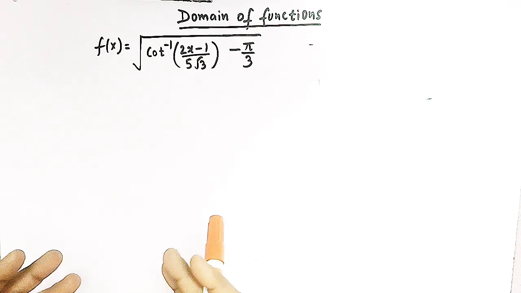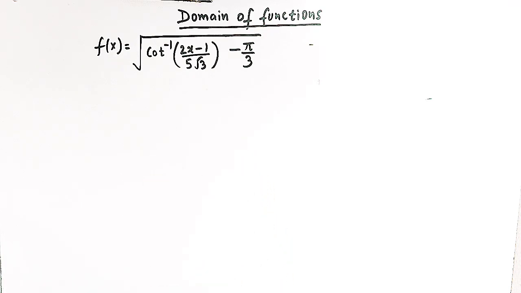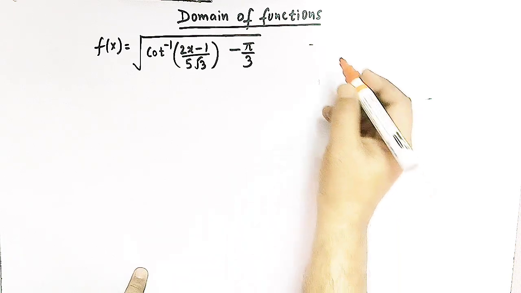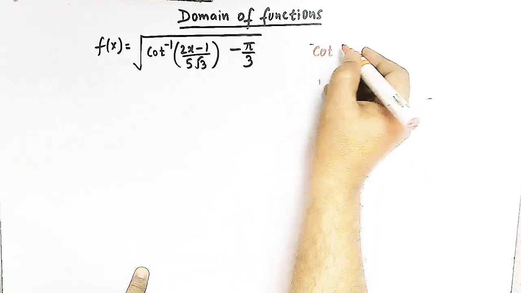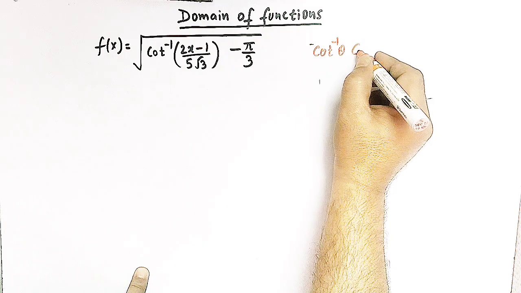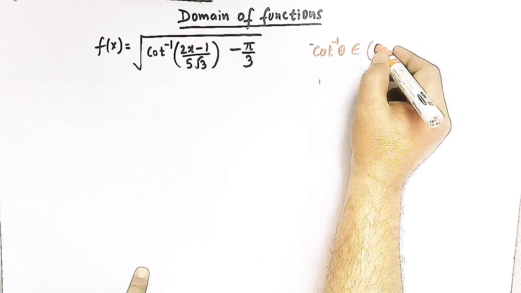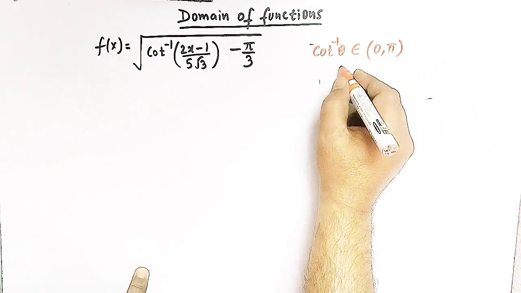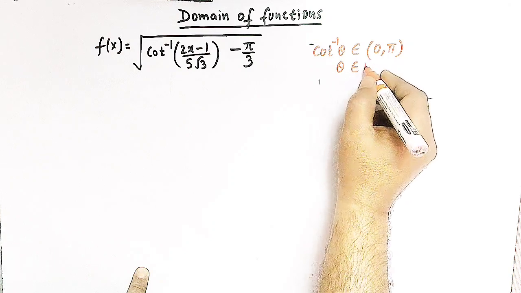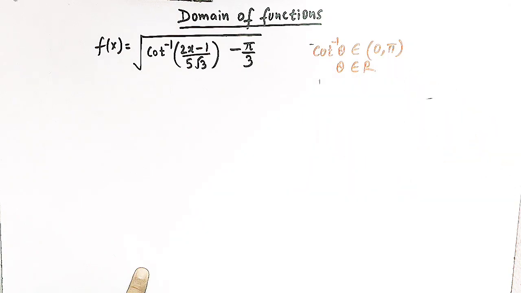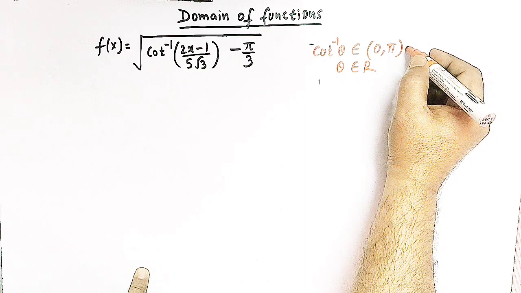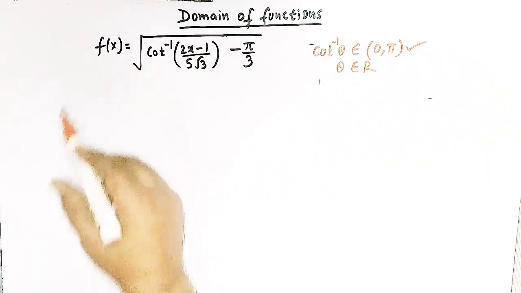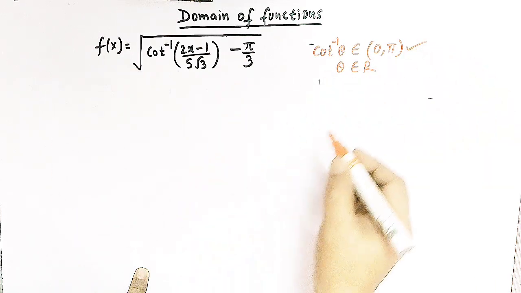So here in order to find out the domain of this function, we'll make use of the principal value branch of cot inverse function, right? And from inverse trigonometric functions we know that cot inverse theta belongs to this interval, that is 0 to pi, where this theta belongs to the set of real numbers, right? So here we'll make use of this concept to find out the domain of this function f of x.